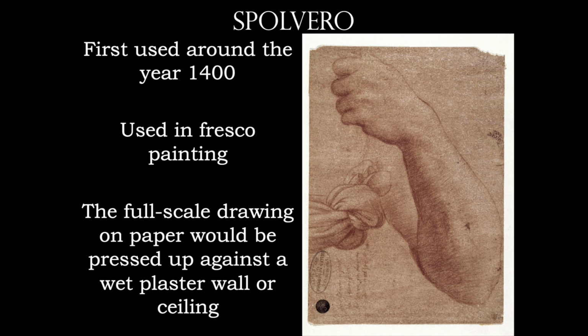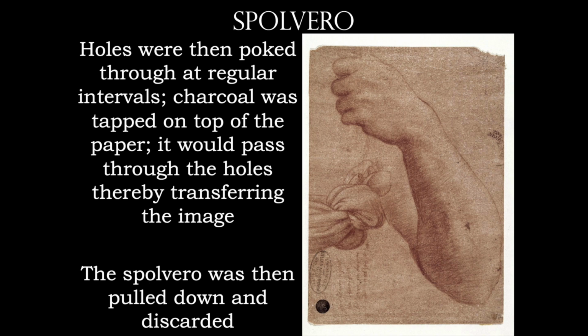So a spolvero is a full-scale drawing on paper of the object that we're going to want to transfer to a wall to then paint. And you don't really need to know the process of how the image is transferred, but I'm just going to walk you through it real quickly. You would have a stylus, which is almost like a needle. And you would poke holes every so often around the outline of, in this case, the lower arm and hand.